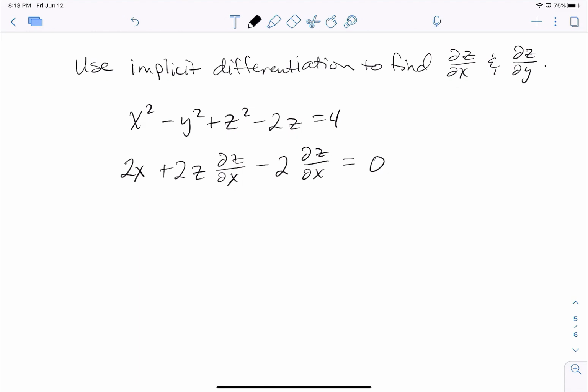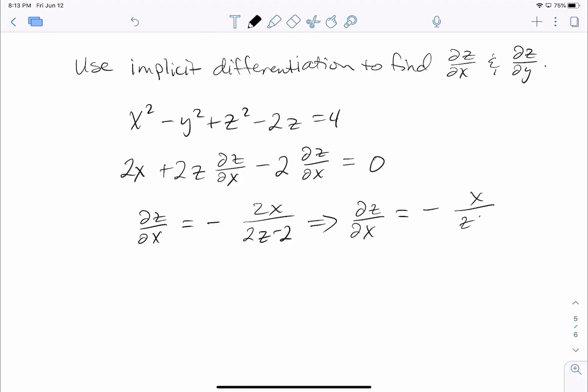Subtracting, factoring, and dividing will give us the partial of z with respect to x is equal to negative 2x divided by 2z minus 2. If there are 2's everywhere, we need to reduce. And so we end up with the final answer here for the partial of z with respect to x of negative x over z minus 1. And it would be appropriate to write it as x over 1 minus z, incorporating the negative into the denominator, if you wanted to. Now what I'd like you to do is pause the video and find the partial of z with respect to y.